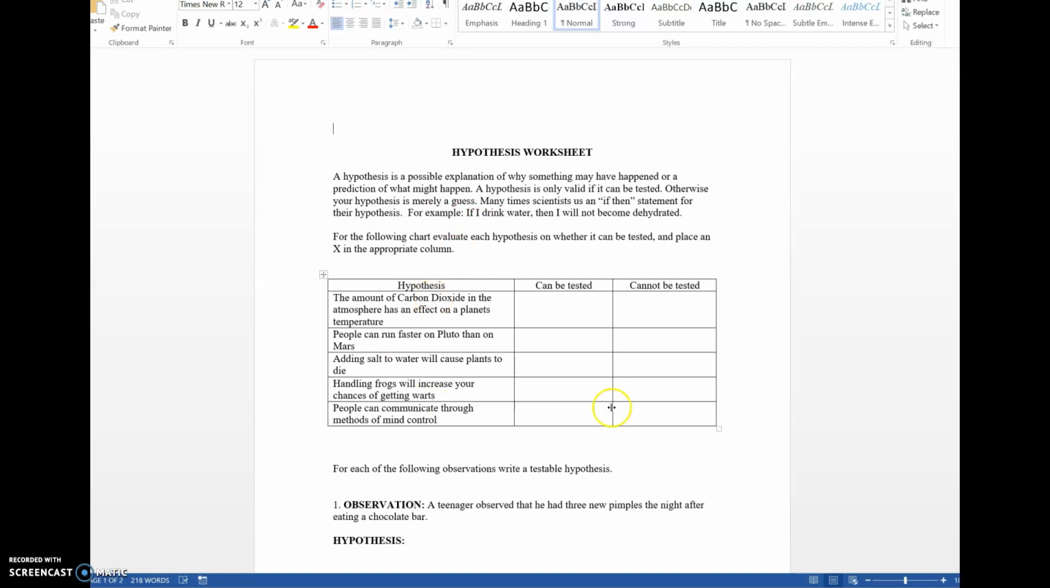So you're going to fill in this chart whether it can be tested or not. The amount of carbon dioxide in the atmosphere has an effect on the planet's temperature. So can this be tested or can it not be tested? It can be tested because we can look at the amount of carbon dioxide in the atmosphere and then we can relate that to temperature. We can measure both of those and we can use graphs to show that. That is really what we're using to show climate change is happening. And climate change is driven by carbon dioxide emissions.